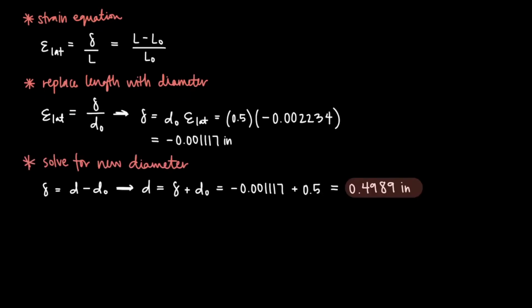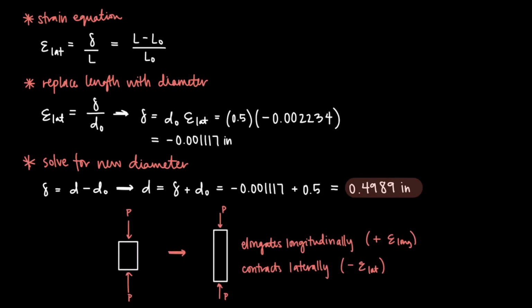Lastly, we can solve for the new diameter. The change in diameter is just the new minus the original, so we'll again rearrange the equation and plug in our values. For our final answer, we get that the new diameter of the aluminum alloy is 0.4989 inches. Note that the new diameter is smaller than the original diameter, which was 0.5 inches. This is because when the specimen is in tension, it elongates longitudinally and therefore contracts laterally. Since it contracts laterally, the diameter should get smaller, as it did.